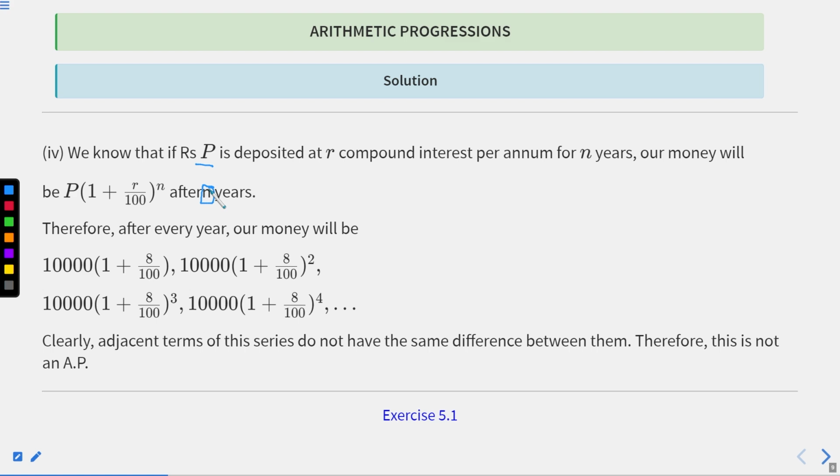And so on. So clearly adjacent terms of this series do not have the same difference between them. Therefore, this is not an AP. For being an AP, the adjacent terms of this series should have the same difference between them. But in this case, the adjacent terms do not have the same difference between them. This is why this is not an AP.